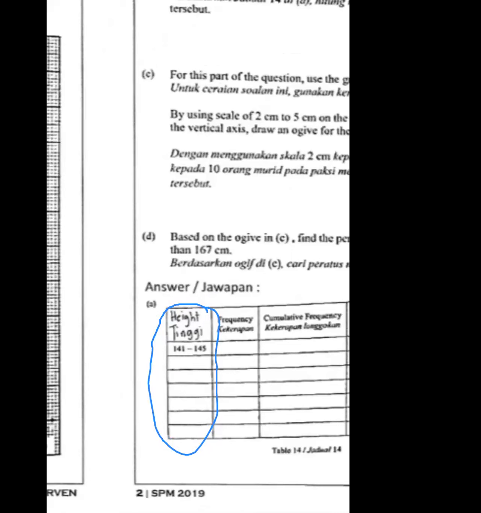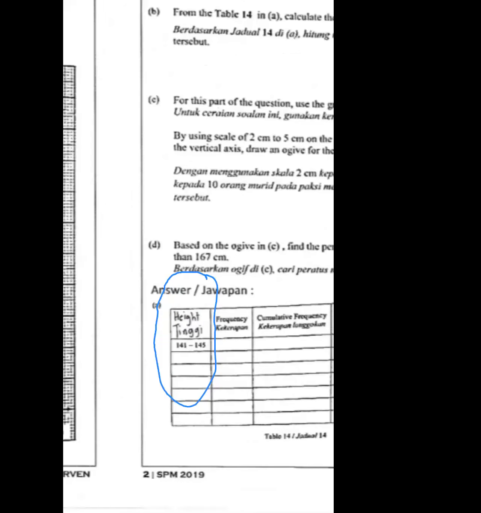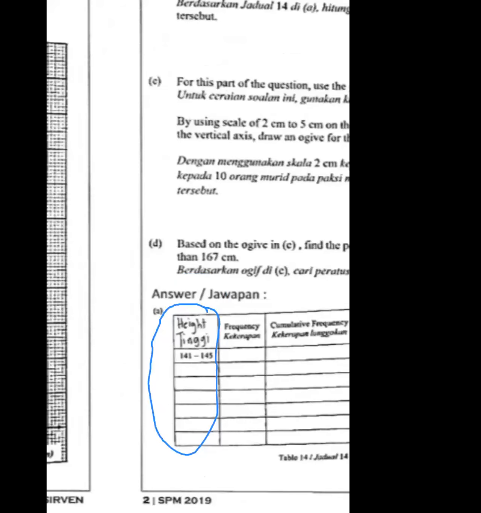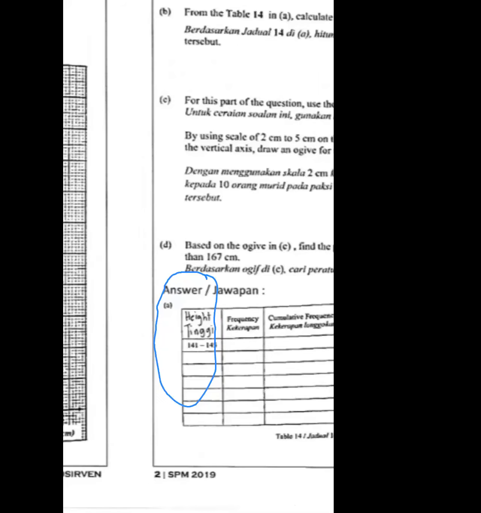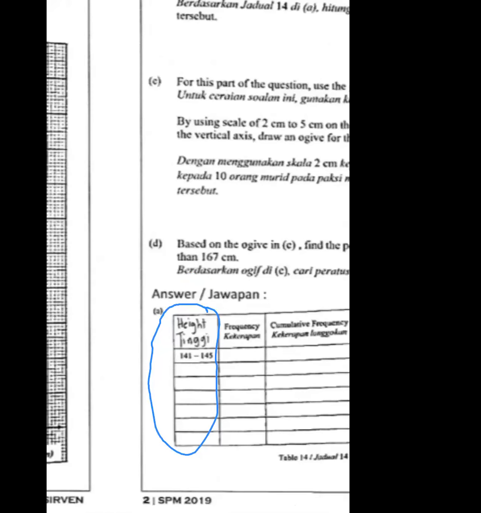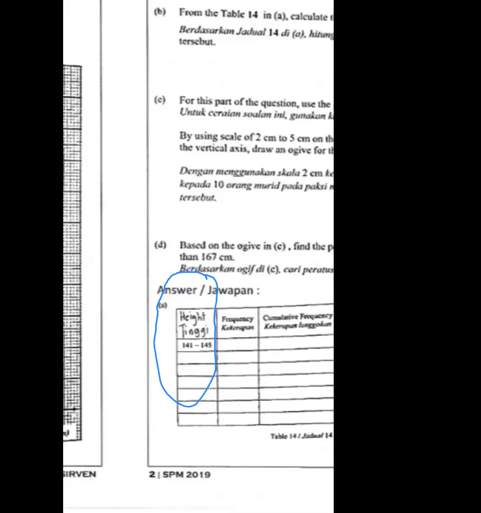So the midpoint comes from the height, which is the class intervals. The class interval for the first column is 141 to 145, so the midpoint is 141 plus 145 divided by 2. Understood? Then the answer is 143, right?